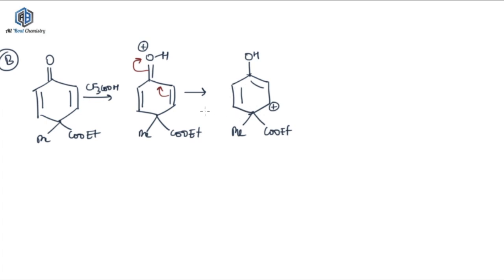So now two things can happen over here. Because in the migratory aptitude we have studied about methyl, phenyl and all the groups, we have not studied about this ethoxy carbonyl group, right? So what will happen now, that we have to see the possibilities. So what is the first possibility? That this particular COOEt group migrates. Okay, so if COOEt migrates, let's say this migrates.